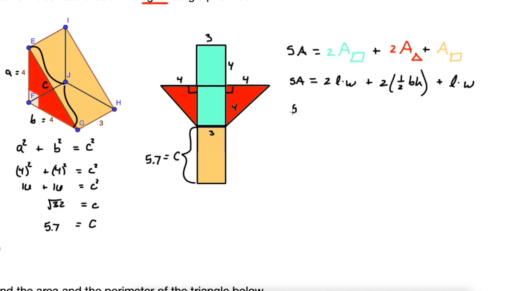Okay, so length times width of the blue ones here, that's going to be 4 times 3 plus 2 times 1/2 base and height, 4 and 4. And then we've got 5.7 and 3.